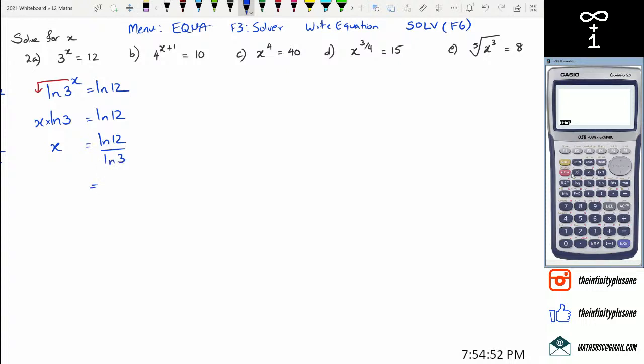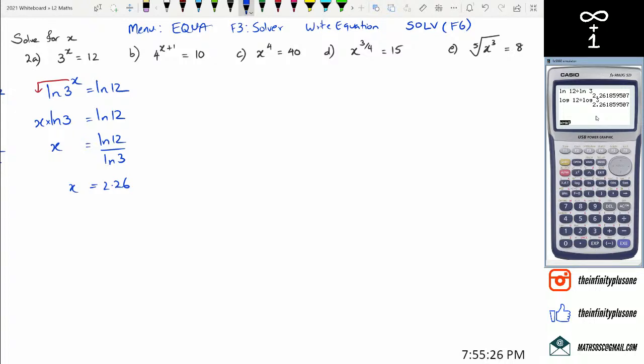Now if you remember, my answer was around 2.26, I believe, for question 2a. So here I'm just going to go ln 12 divided by ln 3. And as you can see, I'm getting x equals 2.26. Now let's say, for some reason, you decide to go with log. That's absolutely fine, because if I do log 12 divided by log 3, I should get the exact same answer as well. So it doesn't matter which one you use, you're still going to get the same answer.